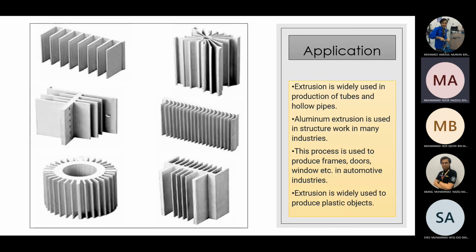Now we're going to talk about the applications of this process. Extrusion is widely used in the production of tubes and hollow pipes. Aluminium extrusion is used in structural work in many industries. Next, this process is used to produce frames, doors, windows, and others in the automotive industries. Last, extrusion is widely used to produce plastic objects.